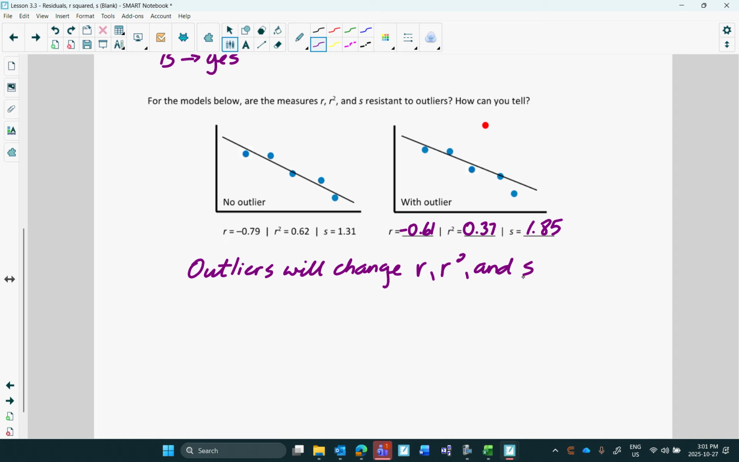Okay. Again, we're not worried about how to calculate these. We're more worried about how to interpret them.